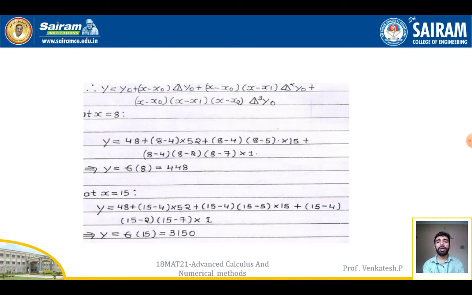So take the formula now. Y is equal to y naught plus (x minus x naught) delta y naught, plus (x minus x naught)(x minus x1) delta square y naught, plus (x minus x naught)(x minus x1)(x minus x2) delta cube y naught. I want to estimate the value of y at x equal to 8 and x equal to 15.